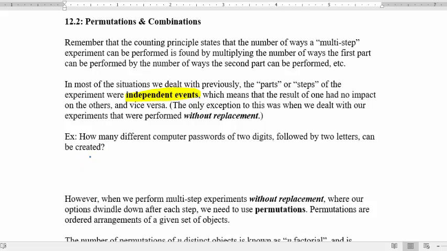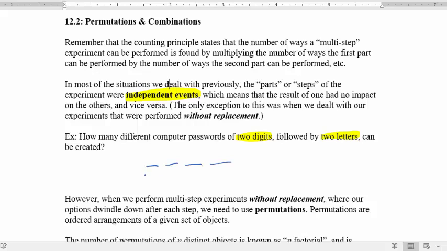Okay, so just before we get into permutations, just another quick example of the counting principle. How many different computer passwords of 2 digits followed by 2 letters could be created, right? So if you think about this, this is really like a 4-step experiment. You have 2 digits, so that's 2 steps, and then you're going to have 2 letters. So you remember how we had done this with the counting principle? We did the slots and choices. So you have 4 slots.